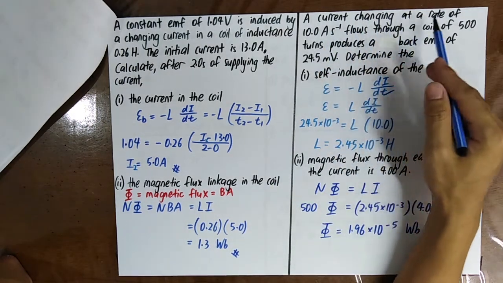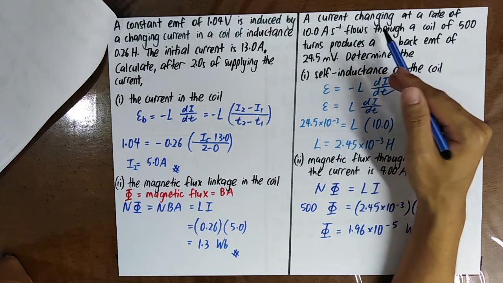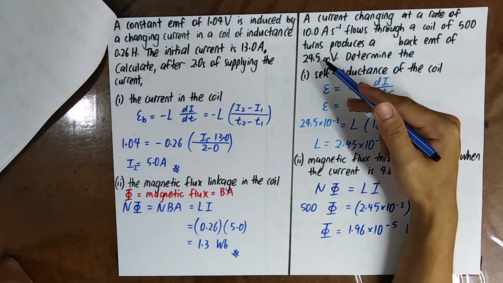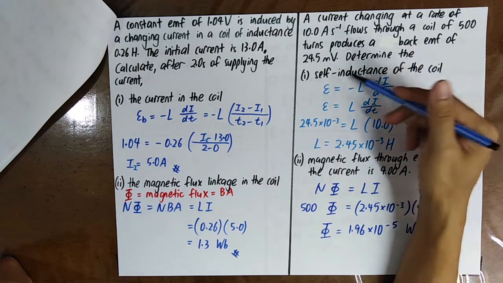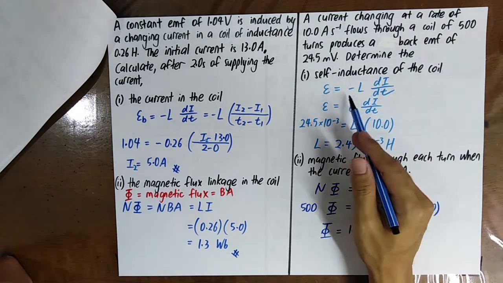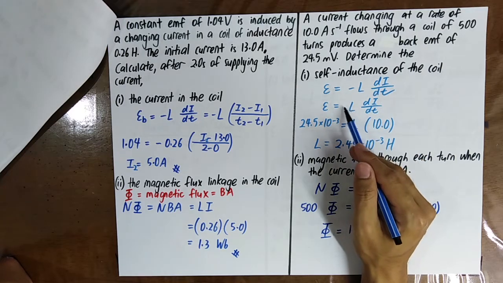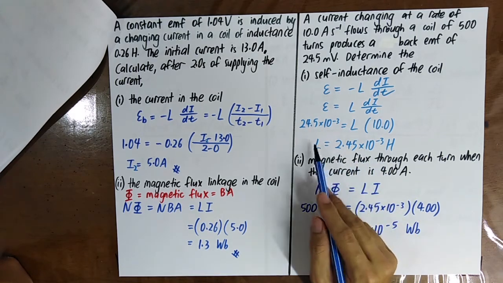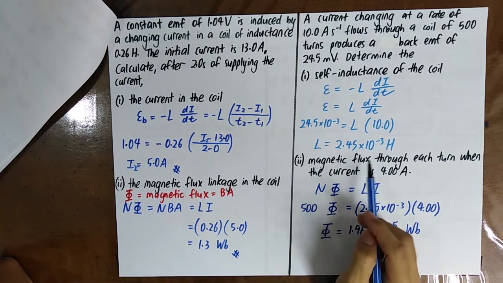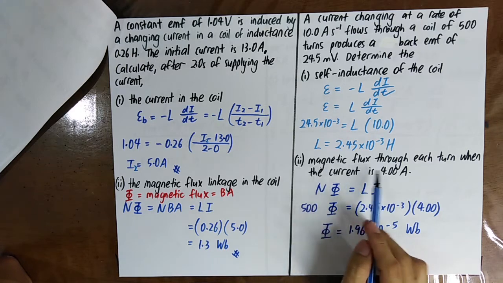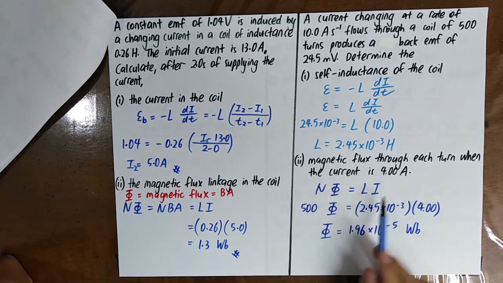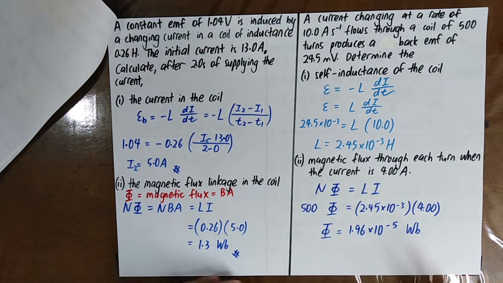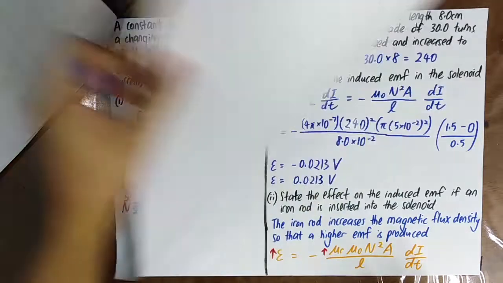A current changing at a rate of 10 amperes per second flows through a coil of 500 turns and produces a back EMF of 24.5 millivolts. Determine the self-inductance of the coil. Okay, so E equals negative L di/dt, and sometimes you ignore the negative sign because you only want to find out the self-inductance. You know that the self-inductance cannot have a negative value here. Find the magnetic flux through each turn when the current is 4 amperes. Okay, so you use N phi equals Li. So you can get the value for phi, which is B dot A.